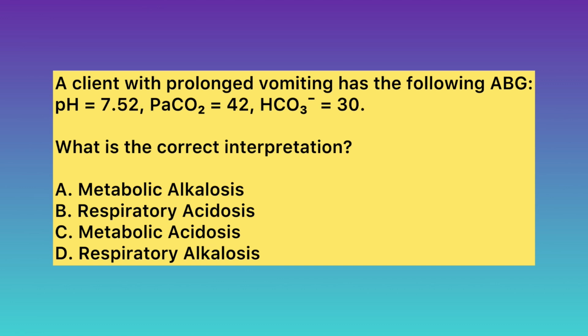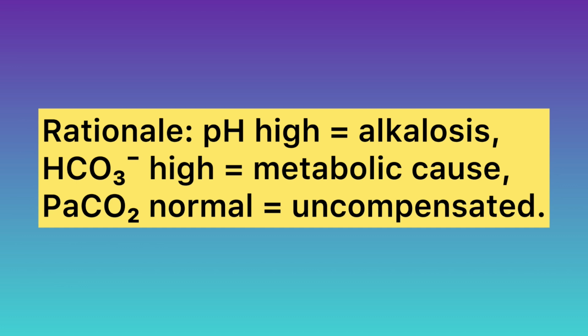Next question: a client with prolonged vomiting has the following ABG. pH 7.52, PaCO₂ 42, and bicarb is 30. What is the correct interpretation? pH 7.52 is high, so it is alkalosis. Bicarb is also high, so it is a metabolic cause. PaCO₂ is normal, so that is uncompensated. So the correct answer is metabolic alkalosis.